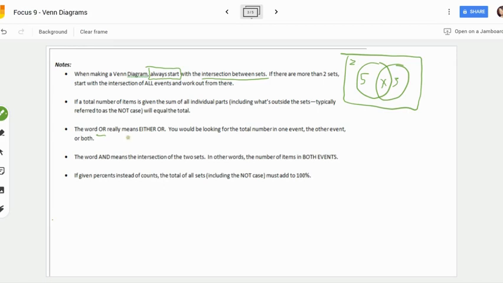The word or really means either or for our case. You would be looking for the total number in one event, the other event, or both. And this is tricky because in our language, there are actually two different ors.